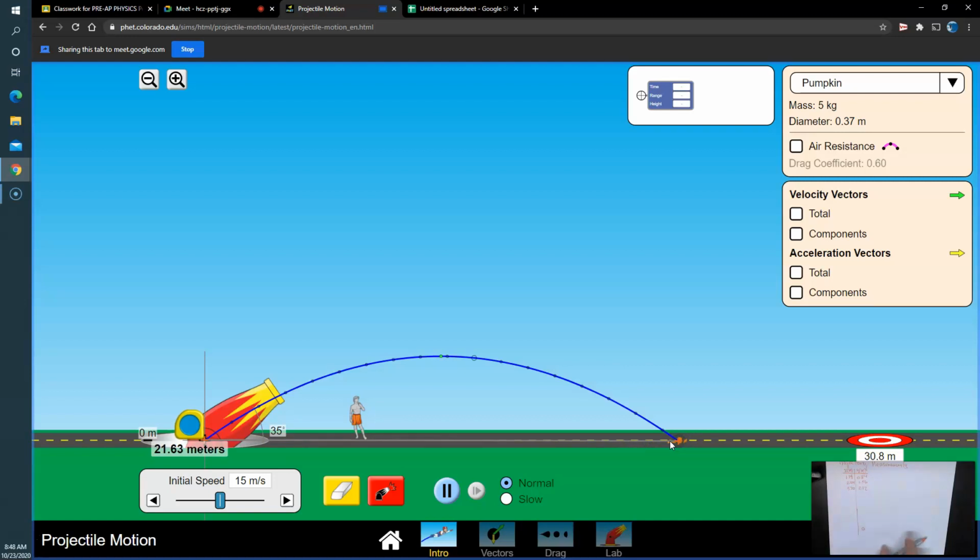All right, here you go. The range is 21.63 meters. If you remember from the previous lab, if you put the angle at 45 degrees, the range is maximum and is the square of the velocity divided by g.